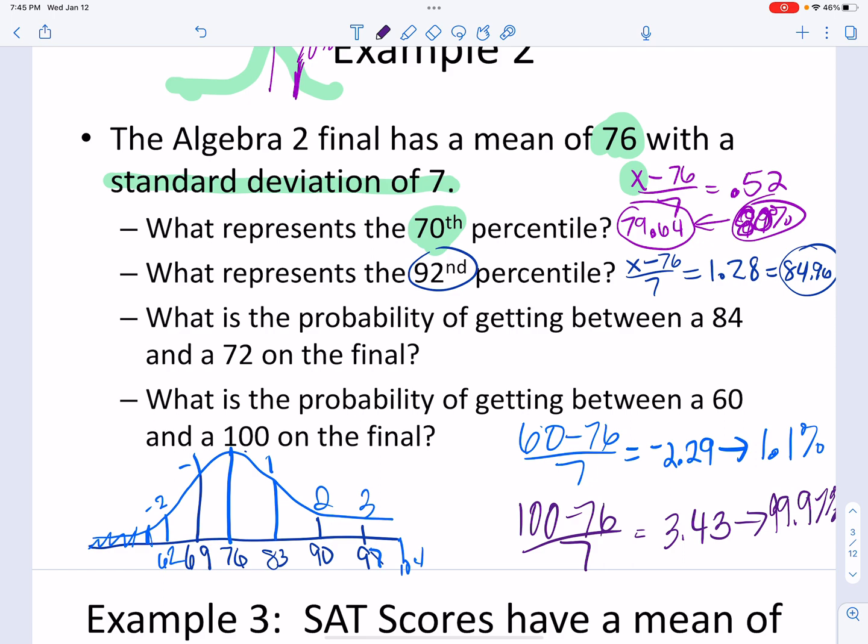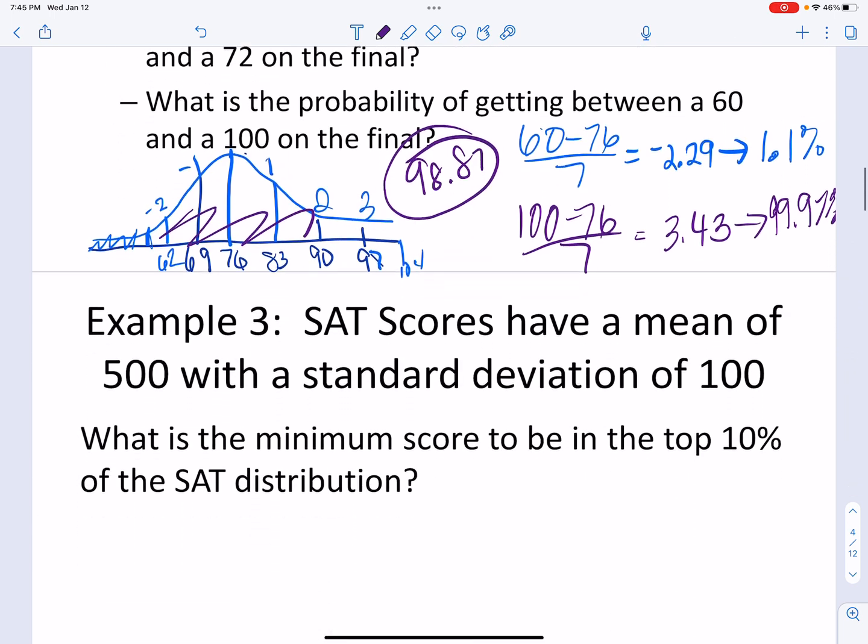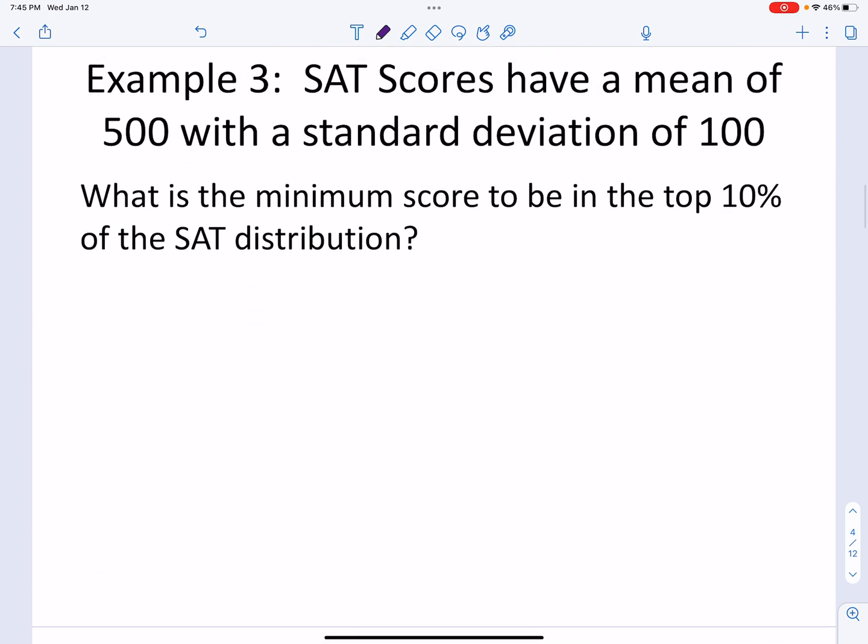Okay, 99.97. So I want to know what's going to score in between there. So I'm going to subtract those. 99.97 minus 1.1. And your answer is 98.87. Okay. And I know that's a mess, but I'm having to do this in a weird way to make it work.